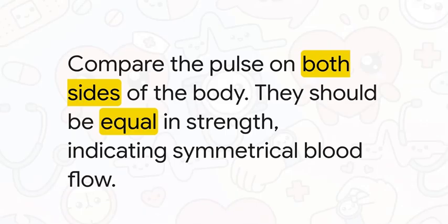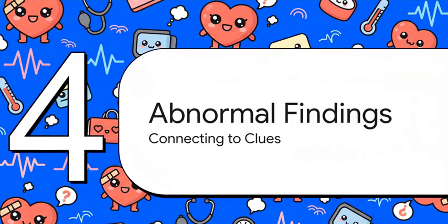And finally, we check for equality. This just means you compare the pulses on both sides of the body. So you'll check the left radial pulse and the right radial pulse. They should feel the same. If one side is weaker than the other, that's a big red flag for a circulation problem, like a blood clot. Okay, so you've gathered all this information: the rate, rhythm, strength, and quality.